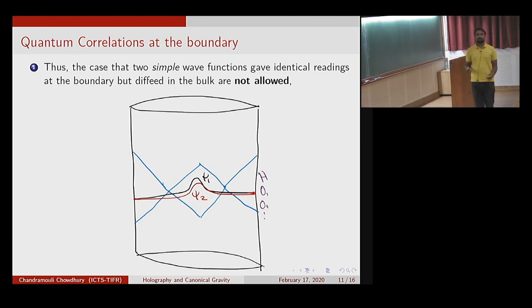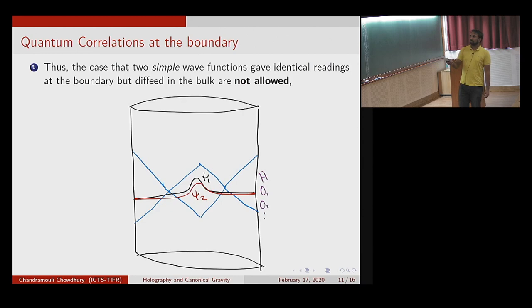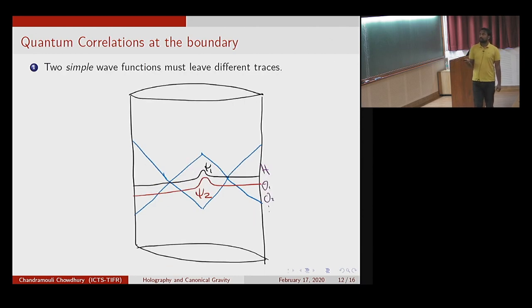This is some case which would not be allowed, because in principle, if they give the same values in the boundary, we should be able to get the same function inside. In other words, if they're differing in the bulk, they must have different traces on the boundary. Okay, so this is mostly the thing I was talking about in empty AdS, that is just AdS without any excitation.